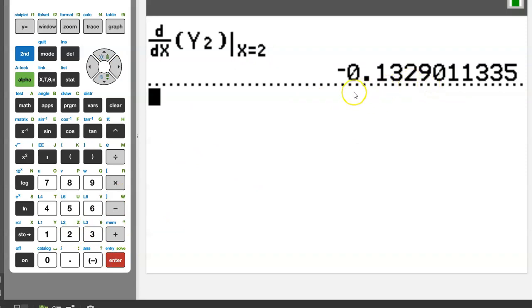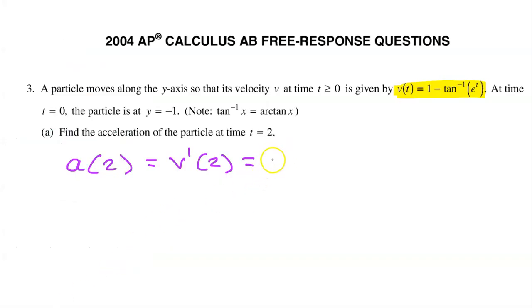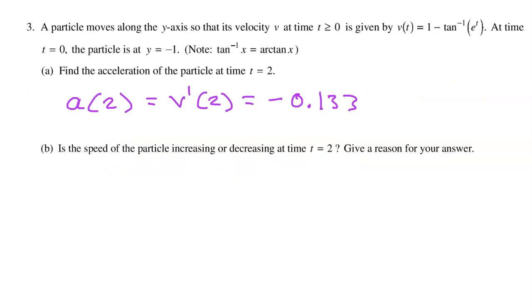This is it. So we're going to use 3 decimal places on the AP exam. So I'm going to call this negative 0.133, but the AP exam would also accept negative 0.132. You can truncate or round properly. But I like to round, so I'm going to put negative 0.133. And that's the answer to part A.